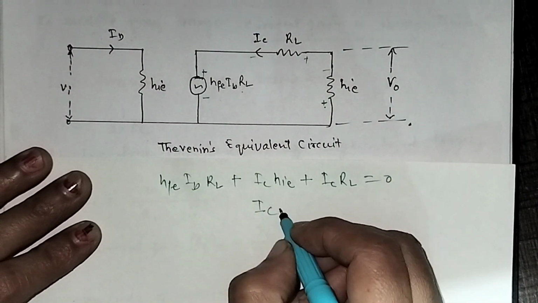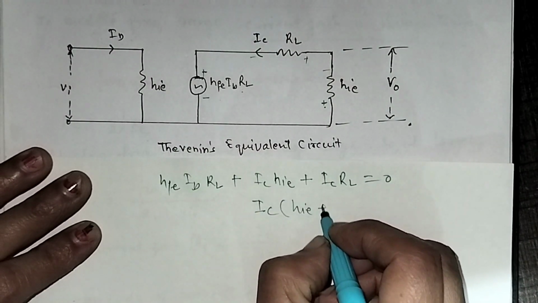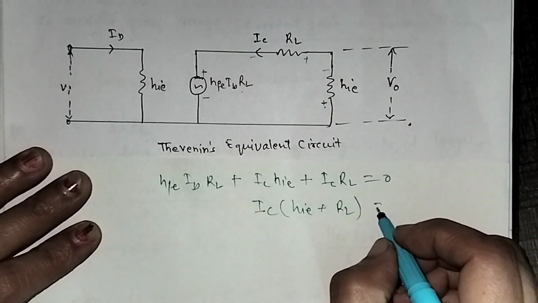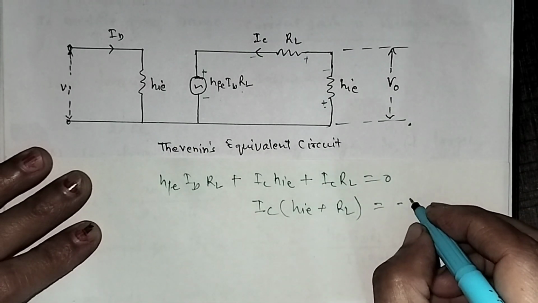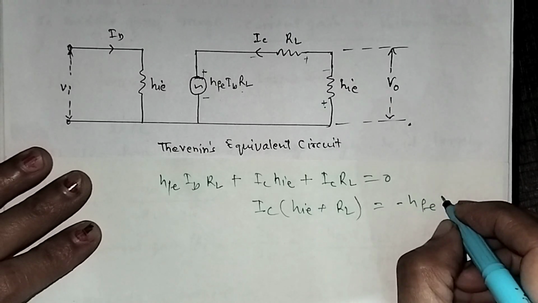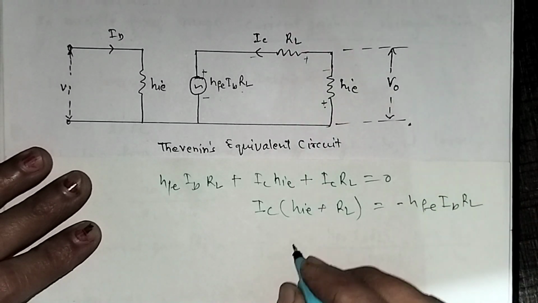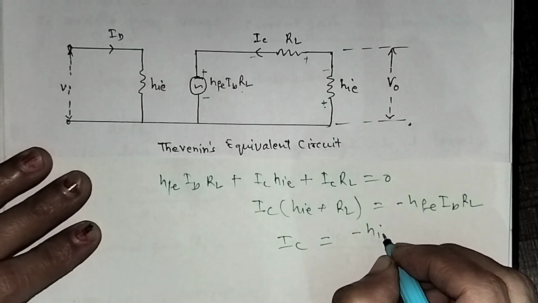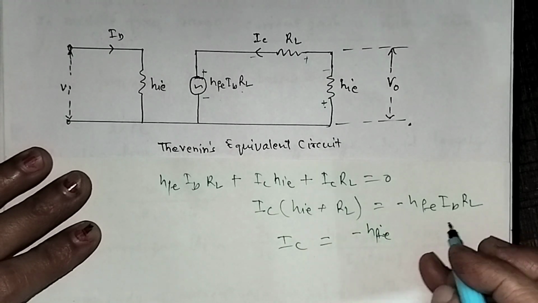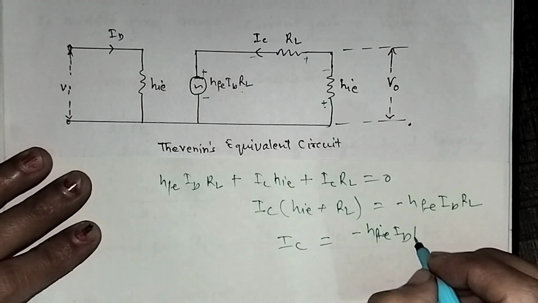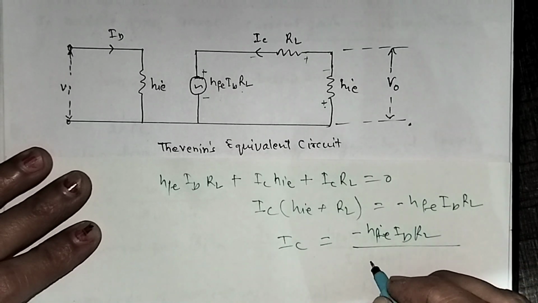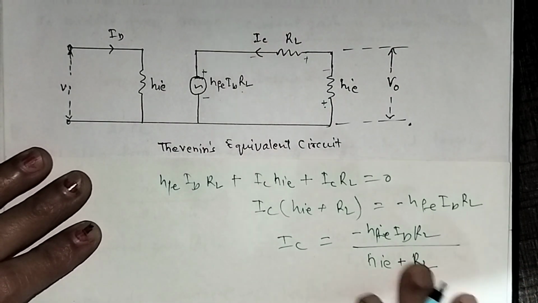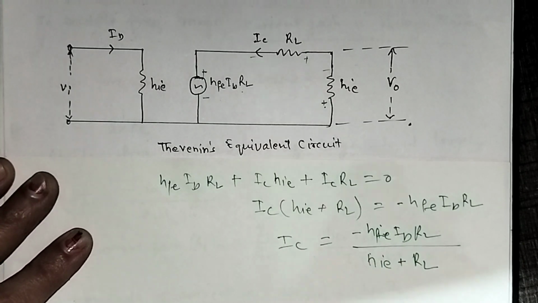Now we will take IC common, hie plus RL, and we will take this term on the right side. So it will be negative here, hfe IB into RL. Now IC will be equal to minus hfe IB into RL divided by hie plus RL. So this is the expression for the output current.